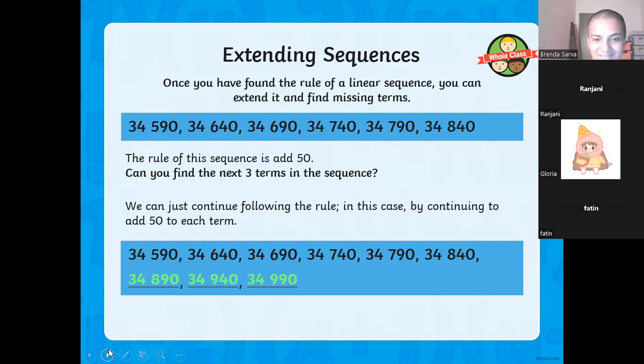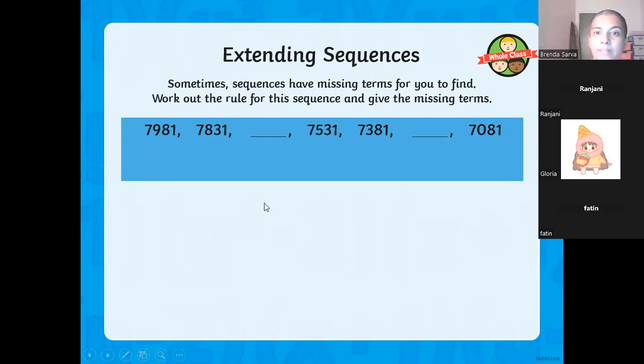All right, so that's it. These were the answers. You did it well. Now let's go to another question. Sometimes sequences have missing terms for you to find. Now you find it. I will sit and watch. Tell me what's the answer for A, and what's the answer for B? Now you do. I will wait for your answer, in the chat, of course.